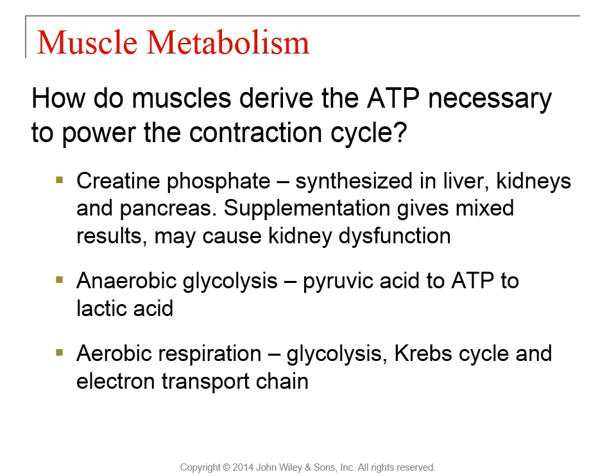Then once you burn through that, you have anaerobic glycolysis, where it takes pyruvic acid to ATP and then converts the pyruvic back into lactic acid. You generally have a few minutes worth of anaerobic glycolysis, and then for any kind of long-standing or distance style of exercise, you fall into aerobic respiration. We fall into glycolysis, the Krebs cycle, and electron transport chain. Usually with aerobic respiration, though, the body starts burning through anything it can to keep muscle functioning as best possible.